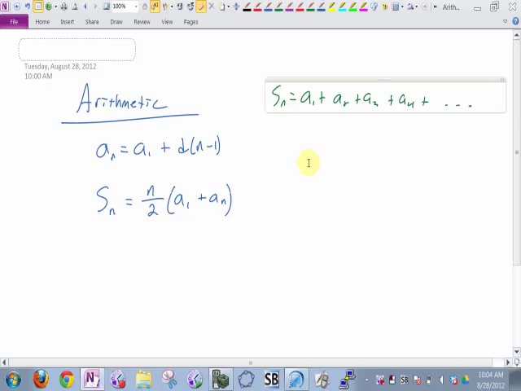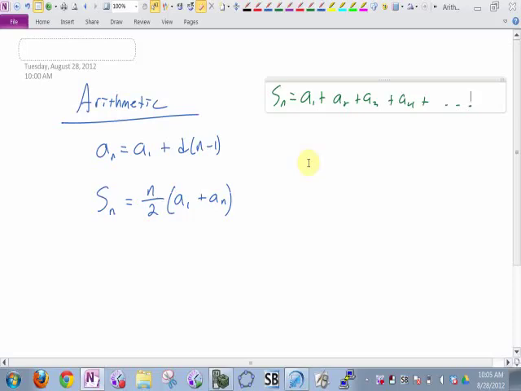They asked him how he did it, and what he did was he paired 1 with 100, and 2 with 99, and 3 with 98, and so on. Every one of those adds up to 101, and you know there's going to be 50 of them. Multiply those together and you get 5,050, which is the first term plus the last term, a1 plus an, times how many terms you're adding together divided by 2, which in this case is 50. Isn't that pretty cool?